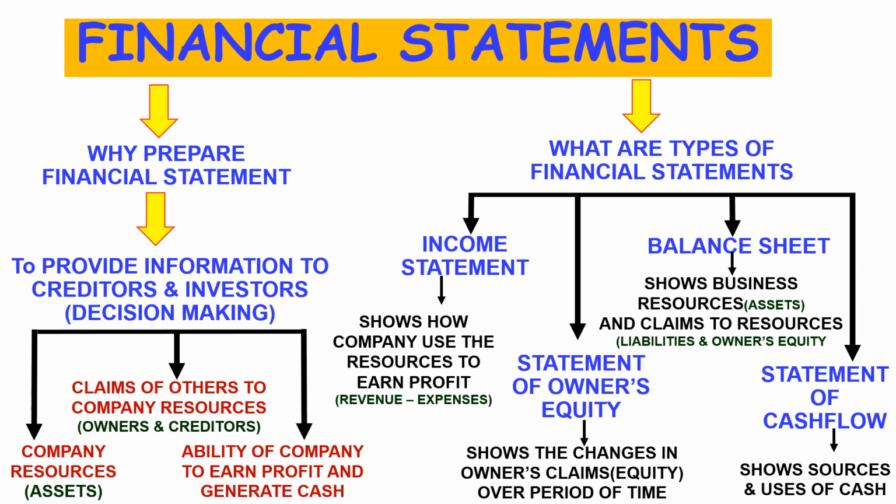Now, these statements must be prepared in a specific order. So we need to prepare the income statement first. The reason for the order is because the end result of each statement is needed to prepare the next statement. And you will see that in our today's lecture here when we go on to the section of preparing financial statement. So we need to prepare the income statement first, then prepare the statement of owner's equity, and finally we will prepare the balance sheet.